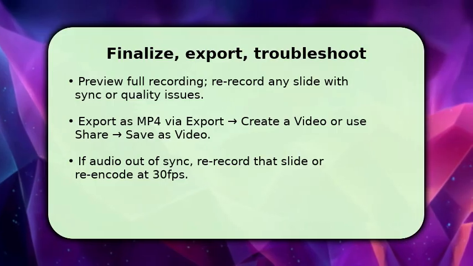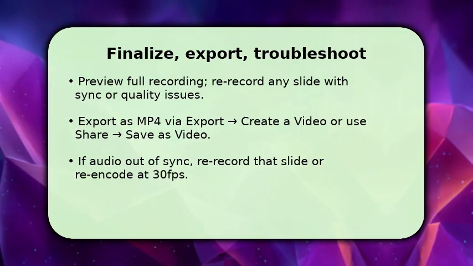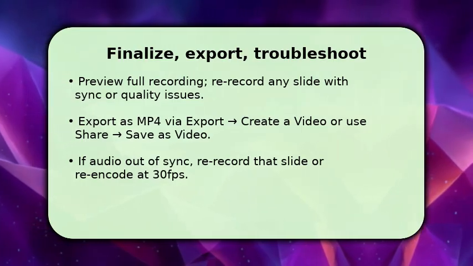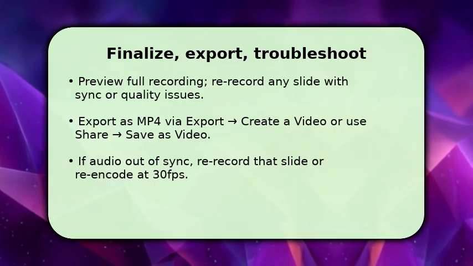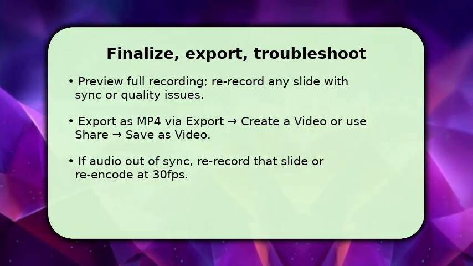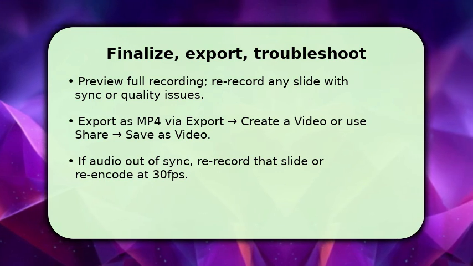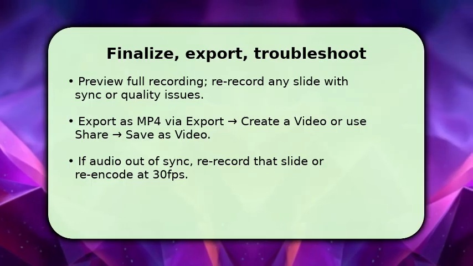When satisfied, export the file as MP4 using Export > Create a Video or Share > Save as Video, choosing resolution and frame rate. Quick troubleshooting tip. If audio drifts or is out of sync, re-record the affected slide at 30 frames per second, or re-encode the final MP4 using a stable frame rate to align tracks.